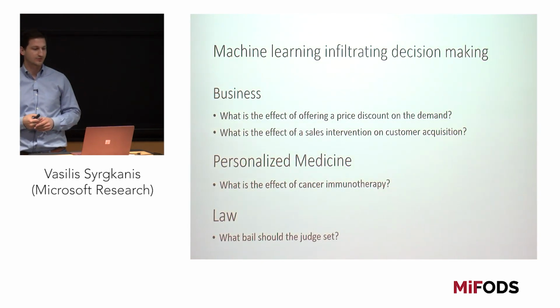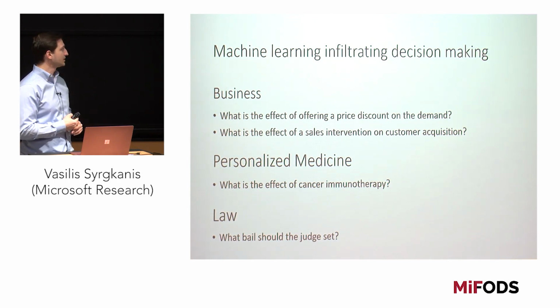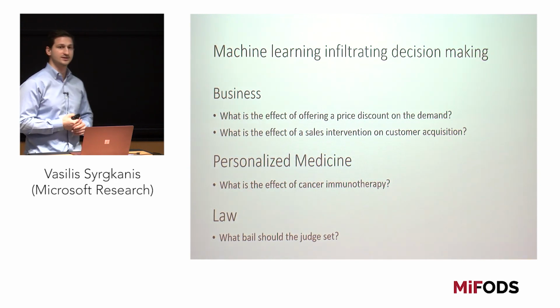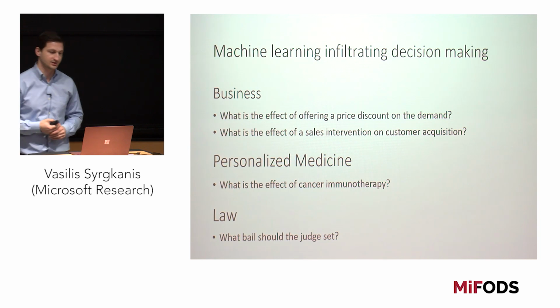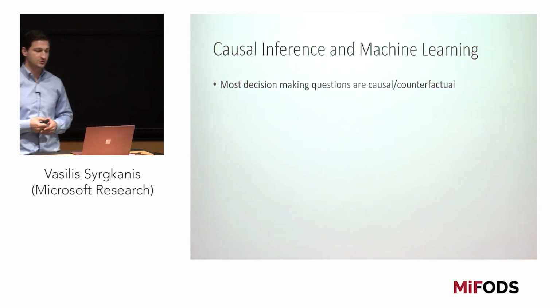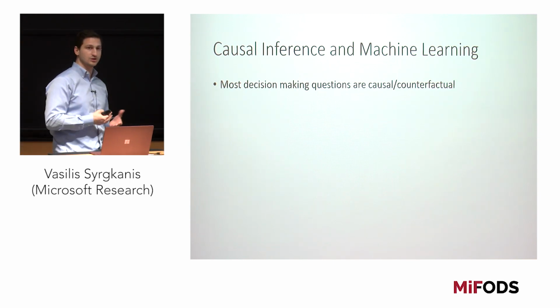So the motivation of the work is that machine learning is infiltrating more and more decision making. So we see that in a multitude of domains, like in business, personalized medicine, or law, people are trying to use machine learning to answer a lot of decision questions. For instance, how would you offer personalized discounts, or how would you offer personalized drug therapies, or what bail should a judge set?